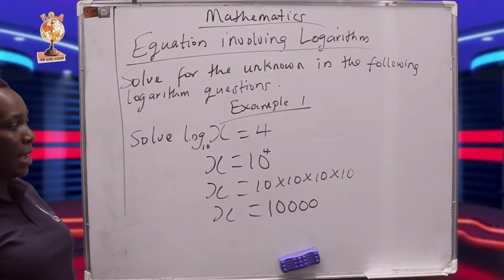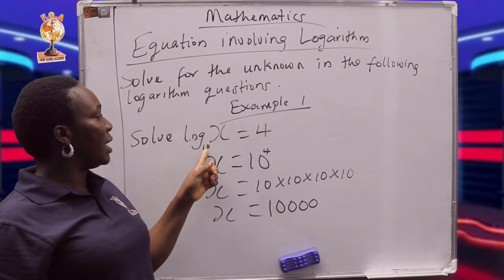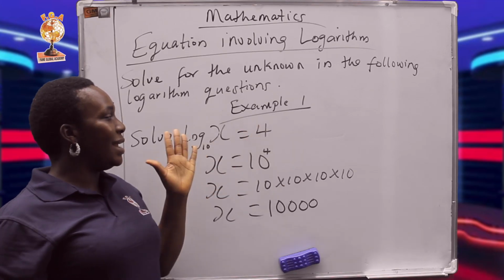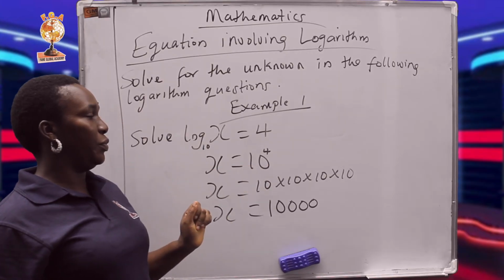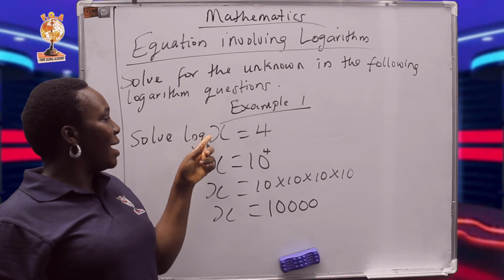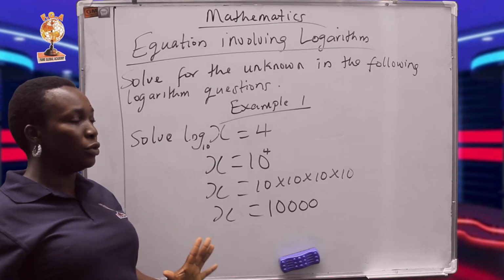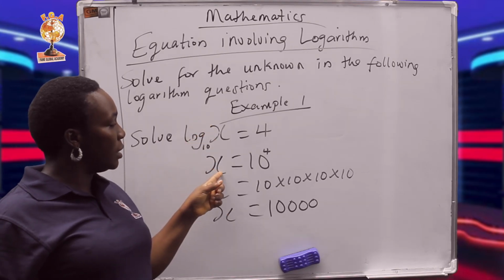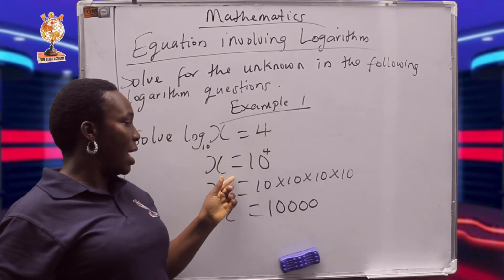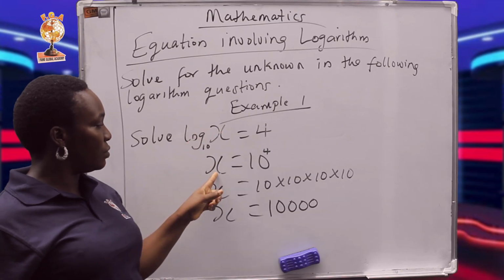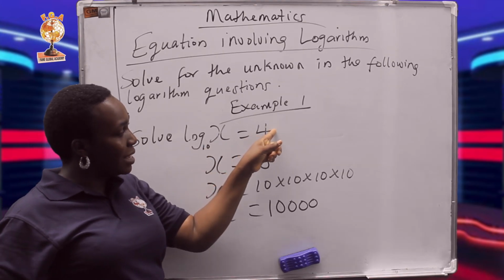That's our final answer. So let's just go through it one more time. It says solve log x base 10 equals 4. Anytime you are dealing with an equation involving logarithm, just know the procedure. It doesn't matter whether the logarithm is the unknown, the answer is the unknown, or the base is the unknown. Just follow the procedure: the logarithm itself will be equal to the base raised to the power of the answer, which is 4. And that's exactly what we have here. Log x, that's the x you are solving for here, is equal to the base, which is 10, raised to the power of the answer, which is what?